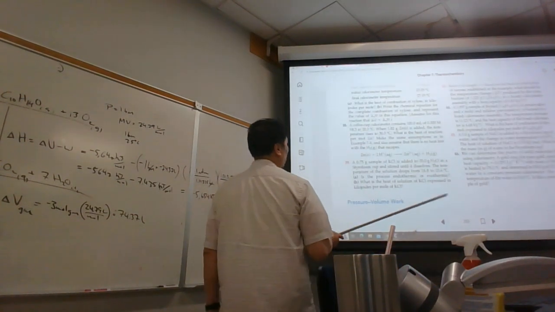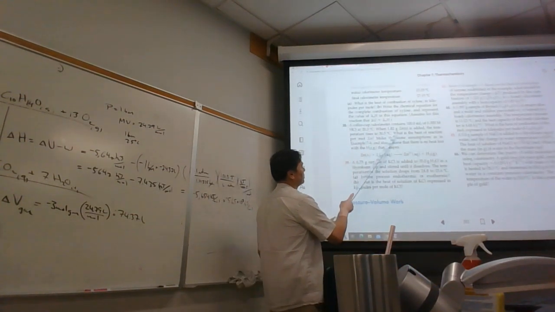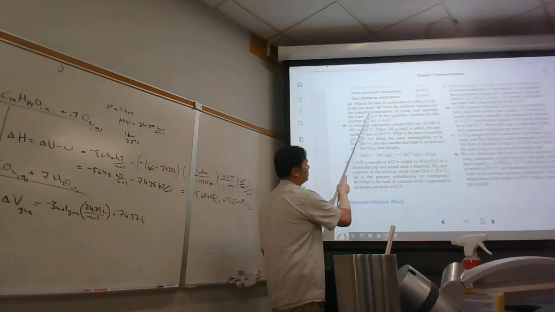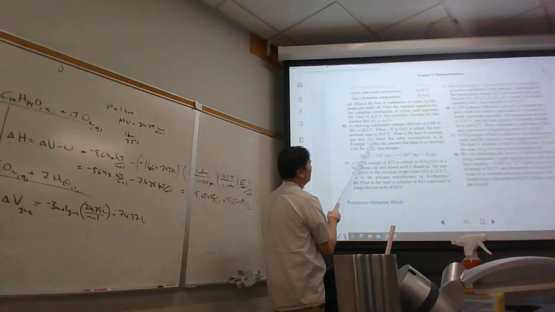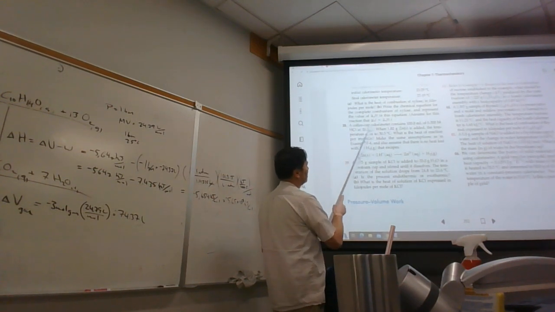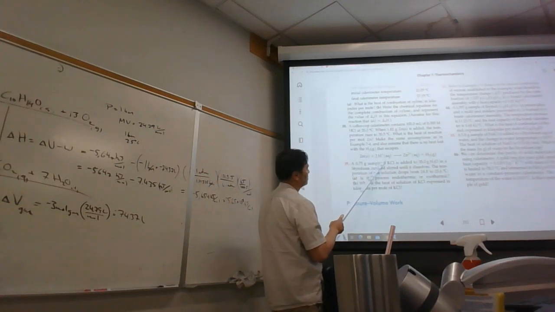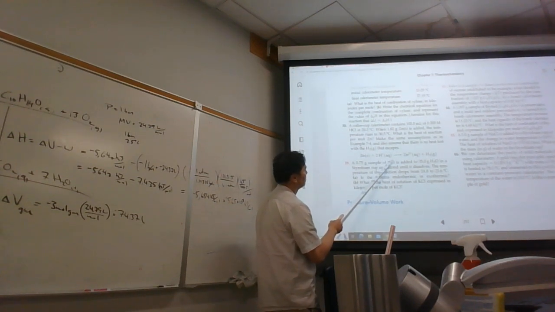Okay, a coffee cup calorimeter, remember, is constant pressure, so we're going to get delta H from this. The bomb calorimeter, on the bottom, we get delta U. The coffee cup calorimeter contains 100 milliliters of HCl, and then you add some zinc to that. And so the HCl reacts with the zinc. So this is the reaction here. It's a single replacement reaction.